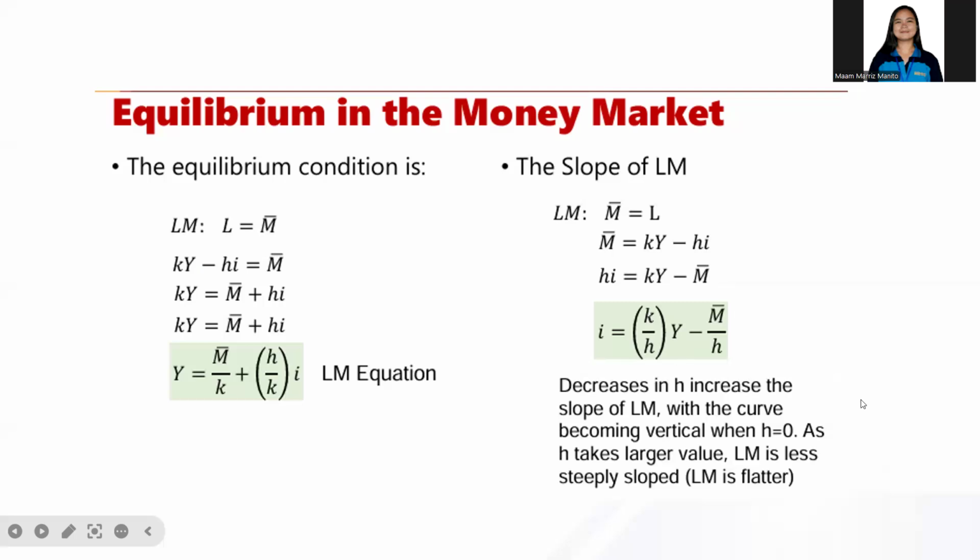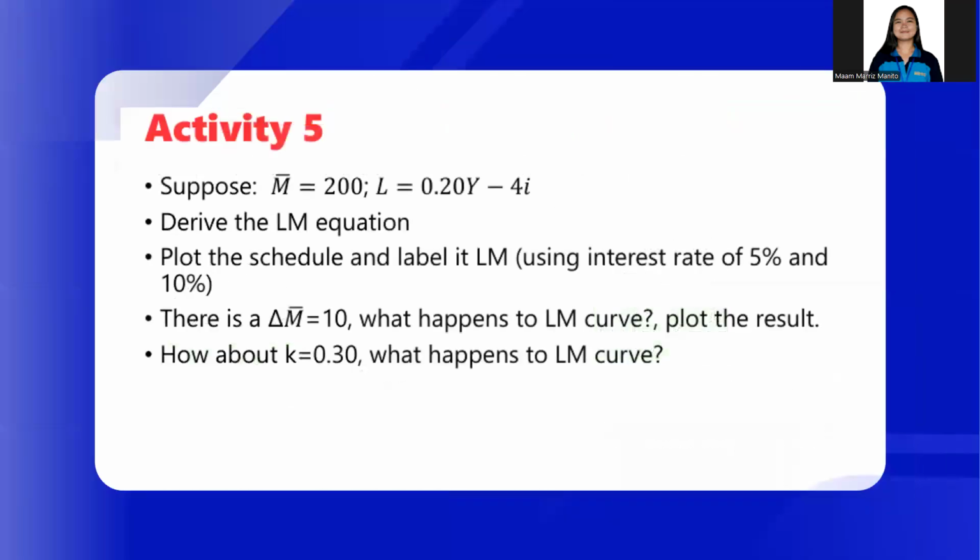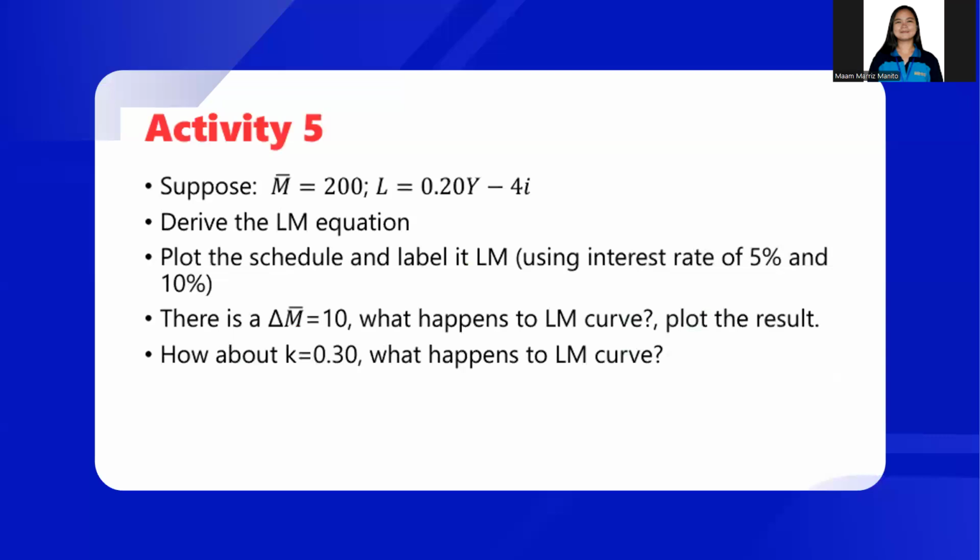And this means that a decrease in H increases the slope of LM, with the curve becoming vertical when H is equal to 0. So as H takes a larger value, LM is less steeply sloped. Okay, you can answer this activity now, and we will be checking this on our next face-to-face class. So you can pause this video and copy the questions.